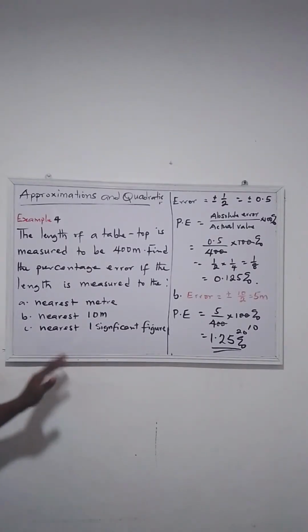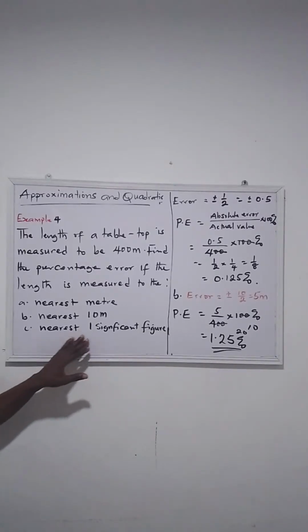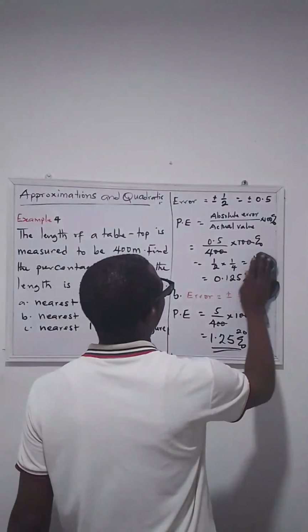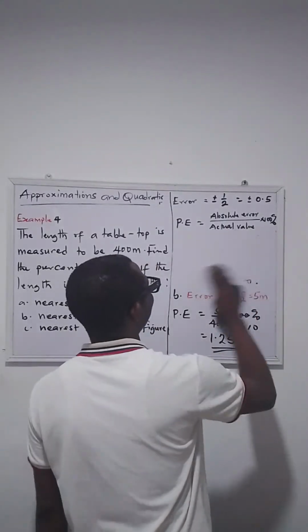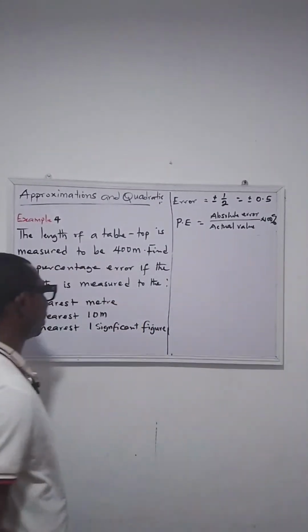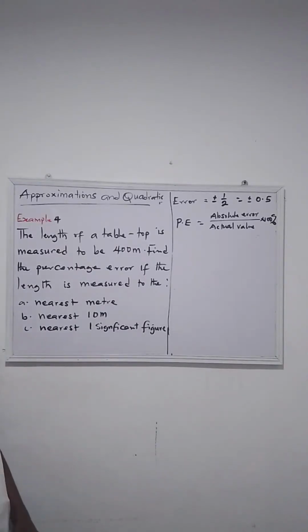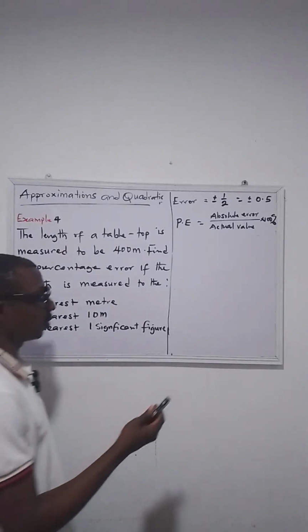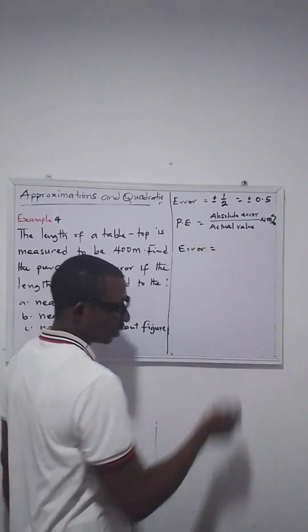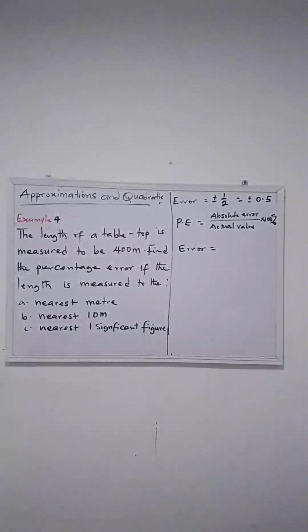So now the last one here, to the nearest one significant figure. Yes, can you tell me what is going to be the error? If you know the answer, I want you to drop that in the comment section. What is the error to the nearest one significant figure? So drop your answer in the comment section. Let's see what you have.